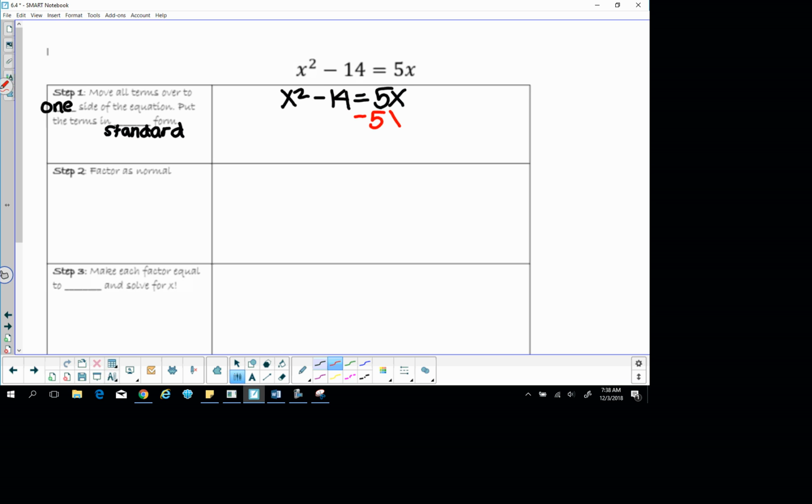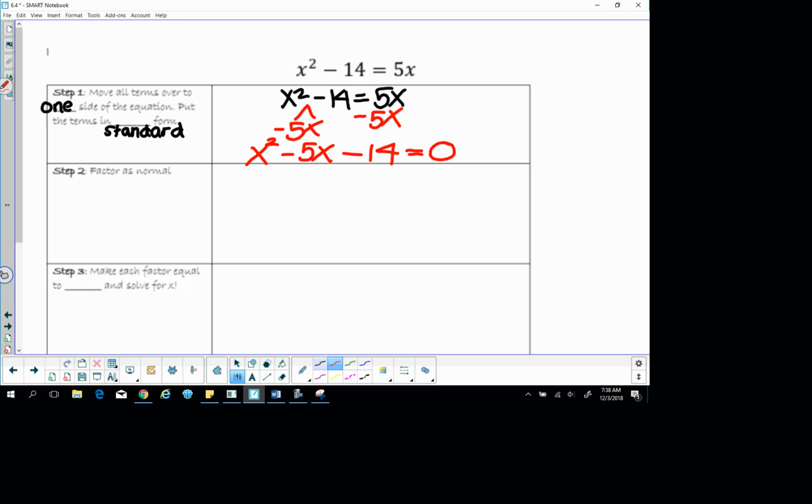I need to move everything to the other side. There are no x's. In standard form, the x goes in the middle, so I know I'm going to put it right there. There's nothing I can combine it with. So my new equation is x squared, then x, then the constant. And we'll be practicing with that.